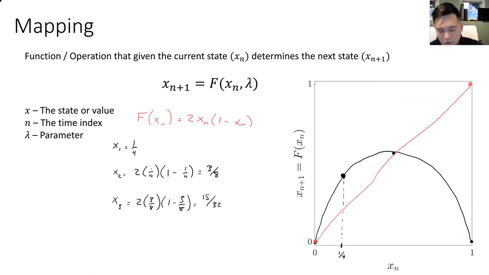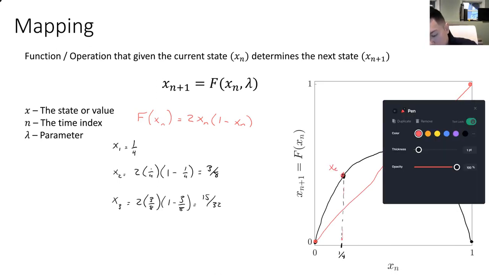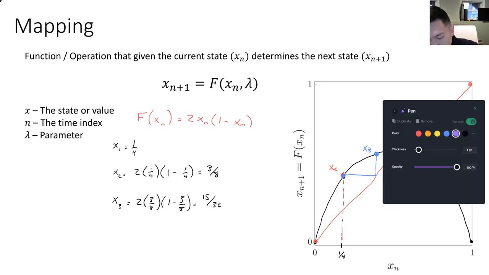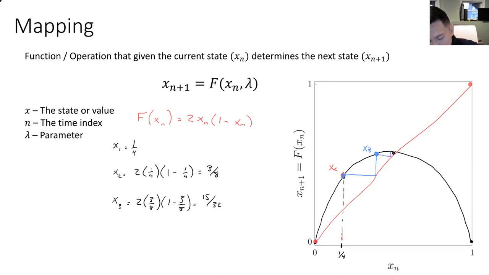what we could do then is start at my x1 position, go up to my function, and that gives me my x2 position. Then I could take this x2 position and go over to my red line, bounce off the red line, go up to my function again, and this would give me my x3 position. I could repeat this process to get an x4 position, and continue that as many steps as we'd like.